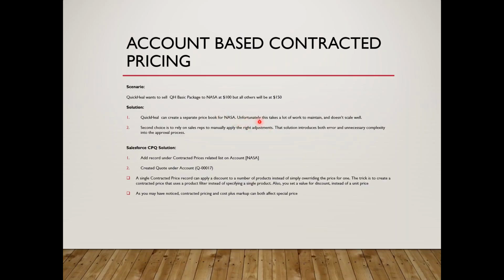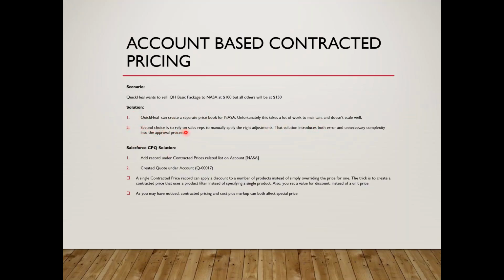Correct. Unfortunately this takes a lot of work to maintain and doesn't scale well. That's not a good option actually. And then we have a second, different type of option: price books per customer and per product on top of it would be too much. So let's say we have 100 products and 200 special customers. So 200 into 100, 2000 price book entries will be created, and it's very difficult to manage as well. I'm just giving an example. So that's the reason the first option is not feasible.